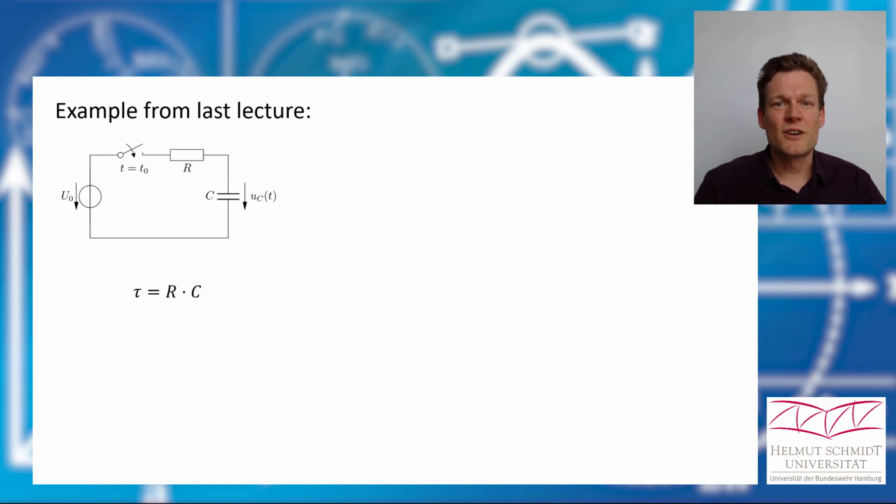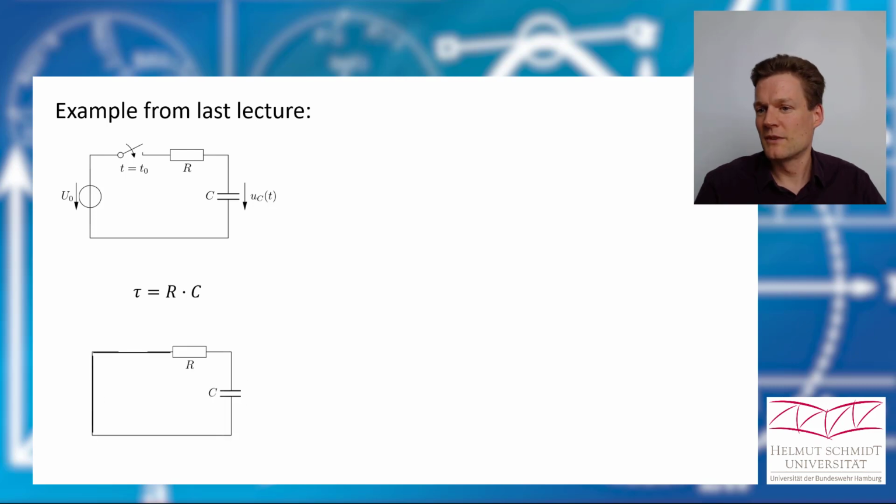Okay, and in the circuit there was a switch and we closed it in the moment t equals t0. And now I will redraw the circuit for the situation after closing the switch, and I will deactivate all sources. That means we have an ideal voltage source in our circuit, and if I deactivate it, it becomes a short circuit. Therefore, our circuit looks like this. The source is deactivated, the switch is closed.